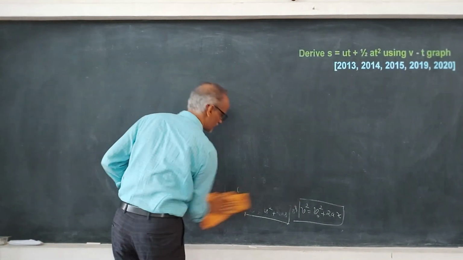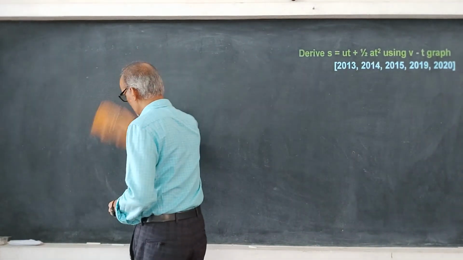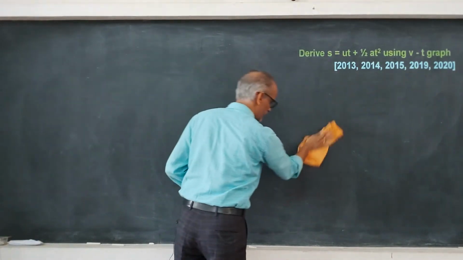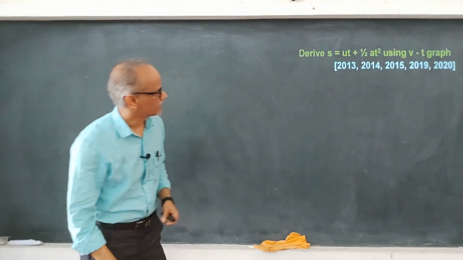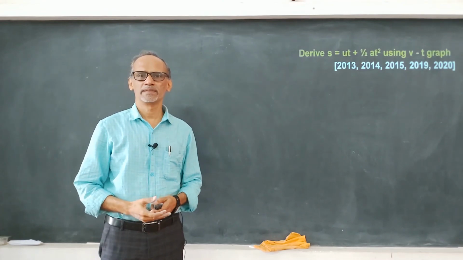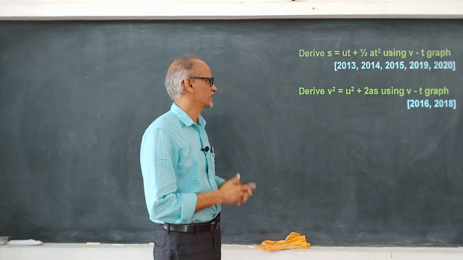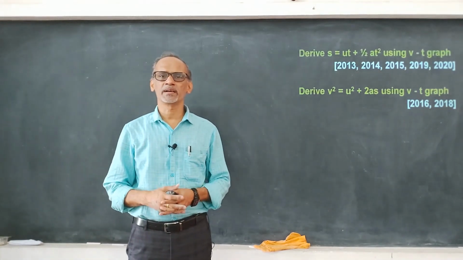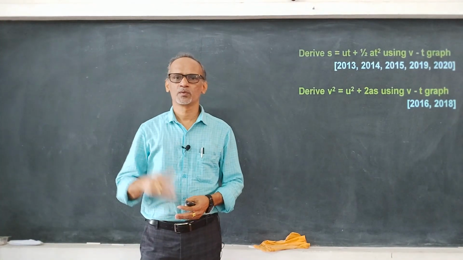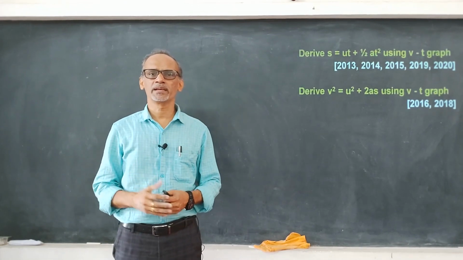So you can see the question that has appeared in the exam. Derive s is equal to ut plus half at square using VT graph. The question has appeared almost 5 times, including this year. It has appeared in the district level exam. The next question is derive v square is equal to u square plus 2as using VT graph. Again, the question has appeared. These are all 5 marks questions. 5 marks derivations are there, no? So under that they will ask this. So what is the VT graph? And using VT graph, derive, so this is a commonly asked question.